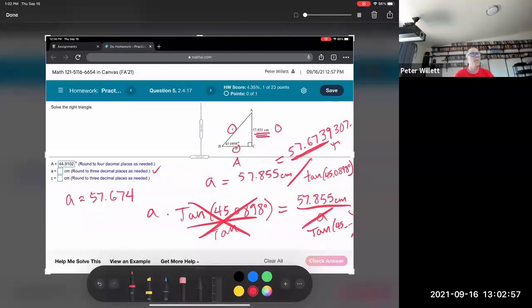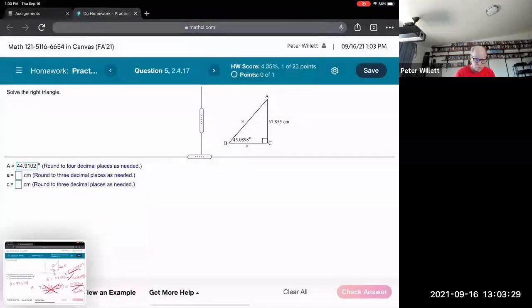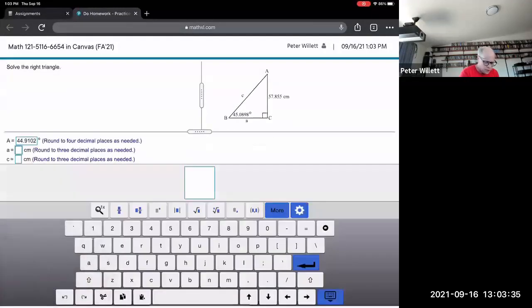So I'm going to go back and put that answer in, but before I do, let's pause here because I kind of made a big mess. Any questions about how I came up with side A there? Okay, I don't see anything in the chat either. All right, so let's see if I can put this in. So I'm going to go back off of my tablet here and go back to the problem. And so we want to go into this answer here, and I want to put in 57.674.